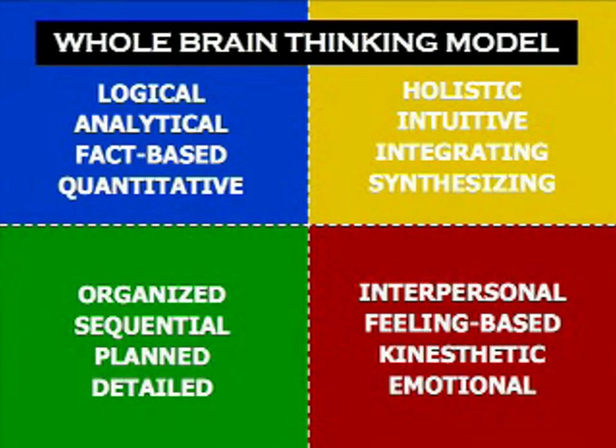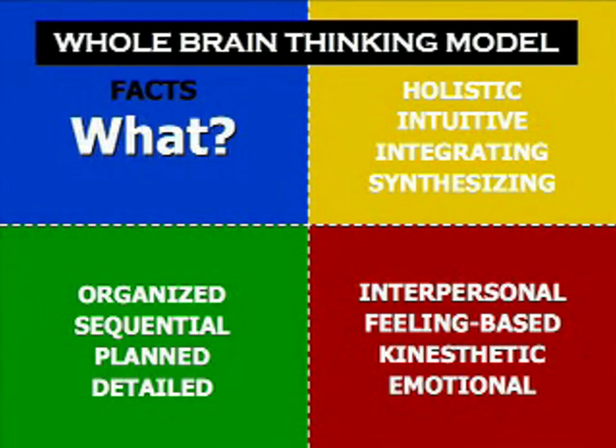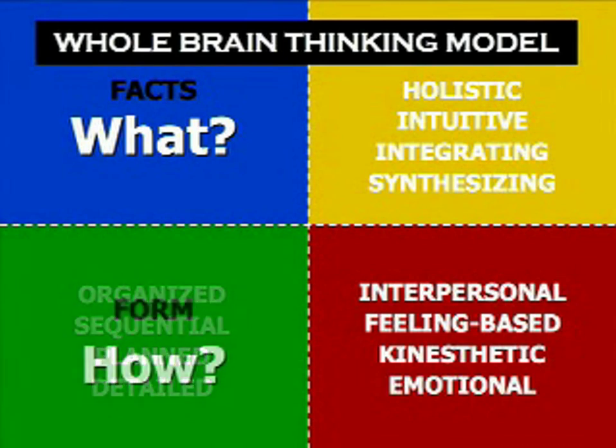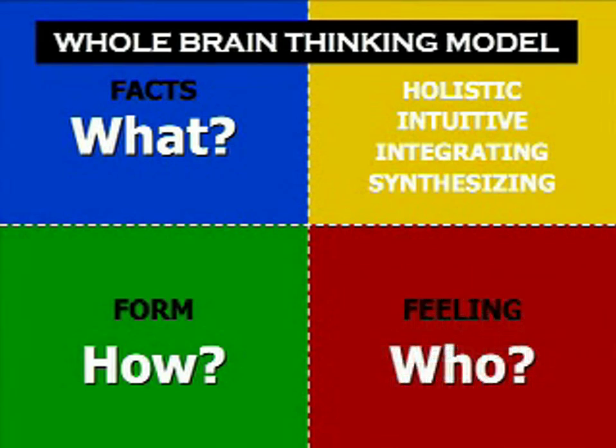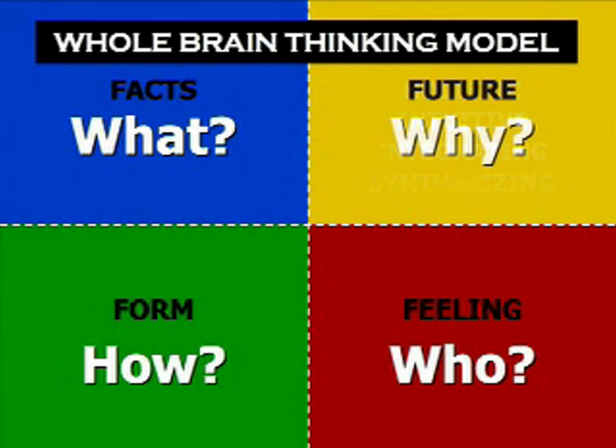The blue is often focused on facts, asking the question, what? The green on form, asking the question, how? The red on feelings and asking the question, who? And finally, the yellow more curious about the future and asking the question, why?